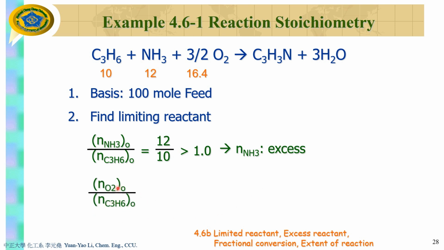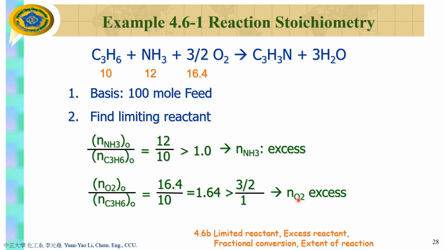Okay, and then if it's O2 and C3H6, compared to this one, this is 16.4 divided by 10. That means this is greater than 1.5, right? So O2 is excess. So as you know, compare this and this, this is the excess reactant. This and this is the excess reactant. So this one must be the limiting reactant, right?